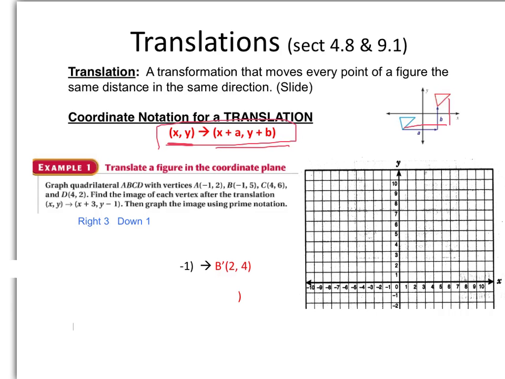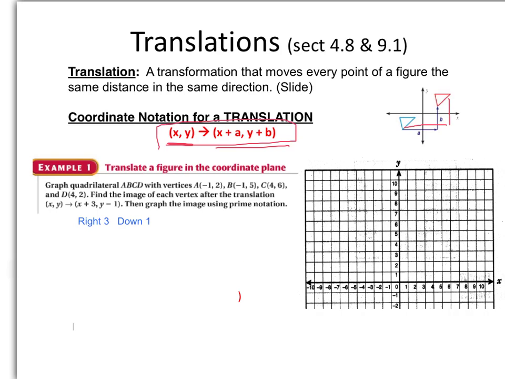Okay, so now we have an example. Graph the quadrilateral ABCD with the vertices A at -1, 2, B at -1, 5, C at 4, 6, and D at 4, 2. Find the image of each vertex after its translation, and then graph the image using prime notation.